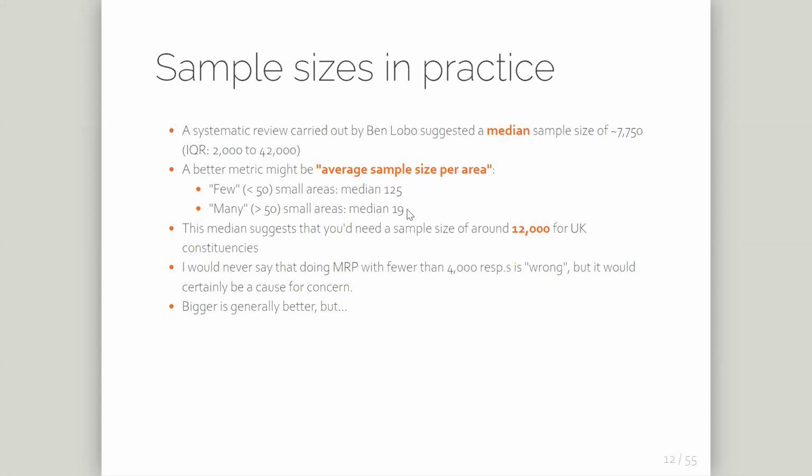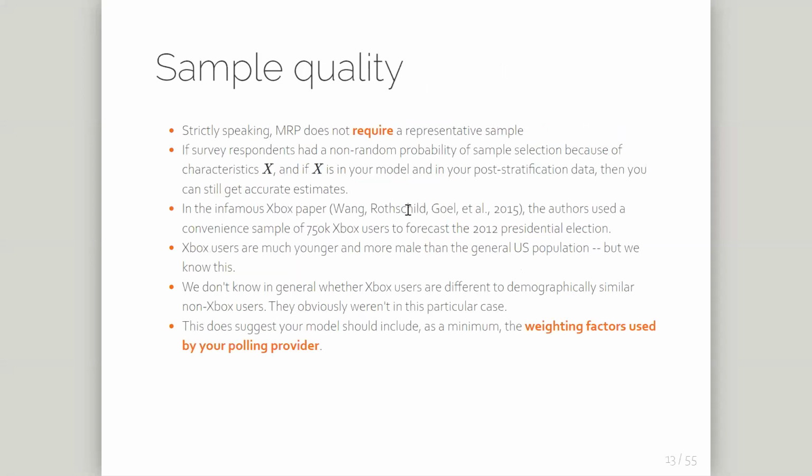I would never say that doing MRP with fewer observations is wrong. It's just something that you have to be aware of, and generally the bigger the better. But of course, you also have to think about sample quality.